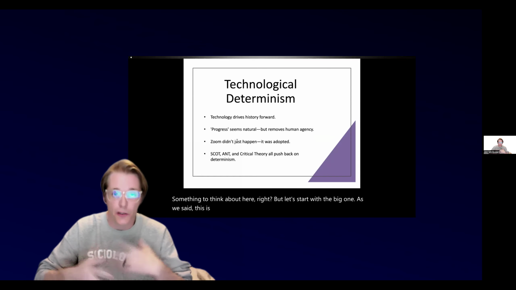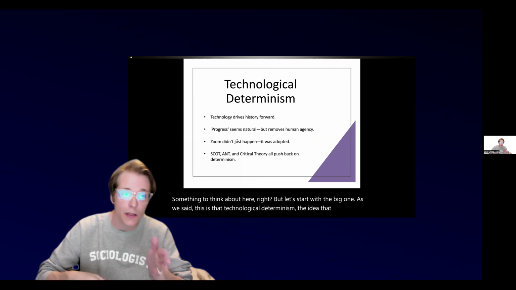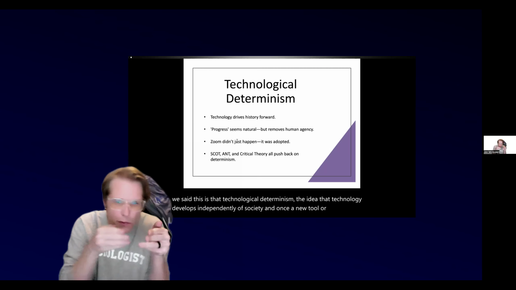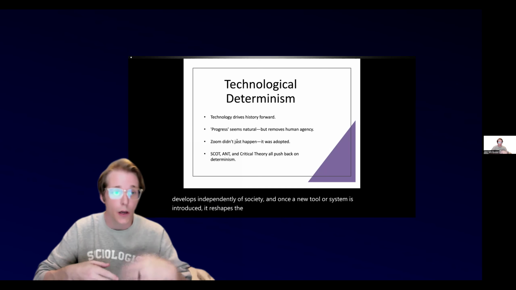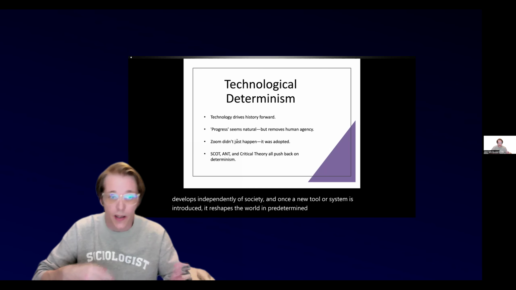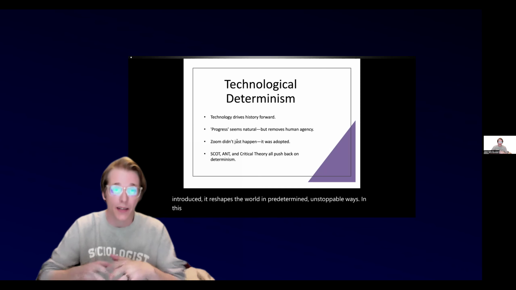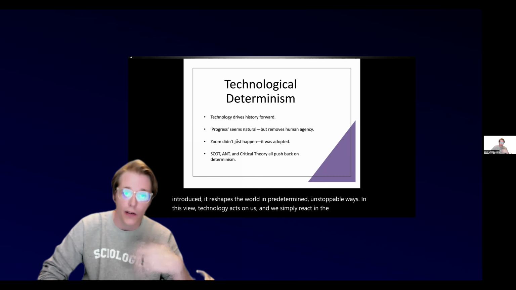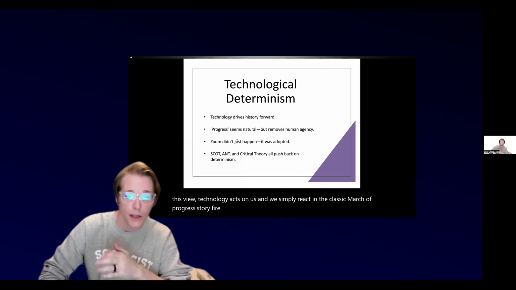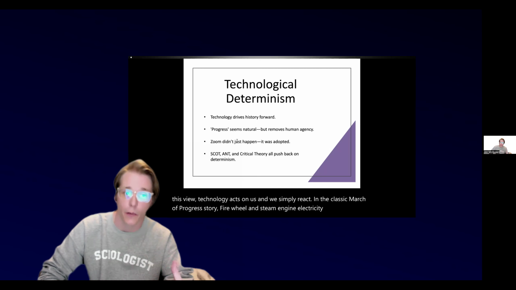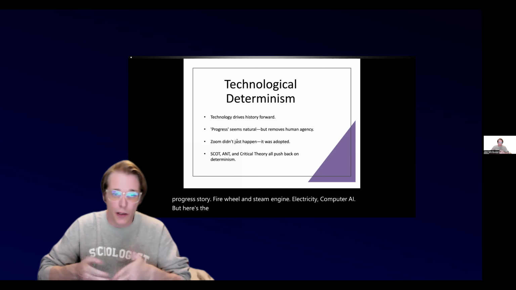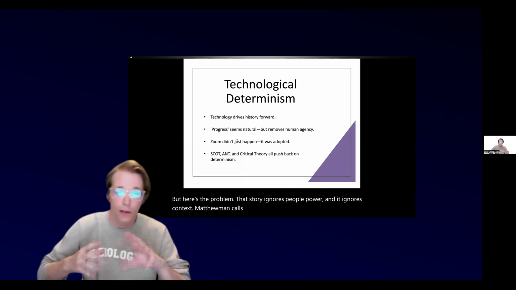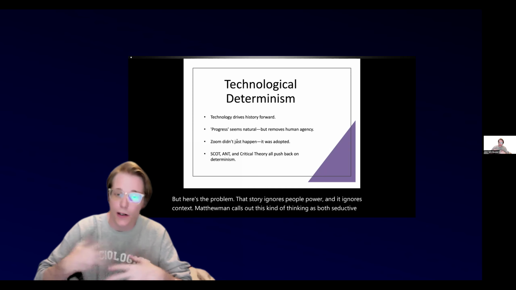This is technological determinism, the idea that technology develops independently of society. And once a new tool or system is introduced, it reshapes the world in predetermined, unstoppable ways. In this view, technology acts on us, and we simply react. In the classic March of Progress story: fire, wheel, and steam engine, electricity, computer, AI, right? But here's the problem. That story ignores people, power, and it ignores context. Matthewman calls out this kind of thinking as both seductive and dangerous in the article you'll be reading.